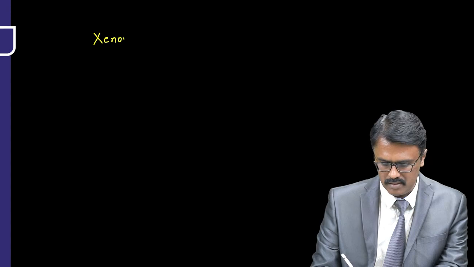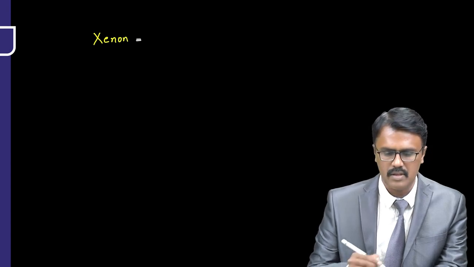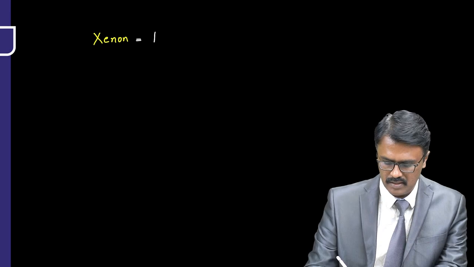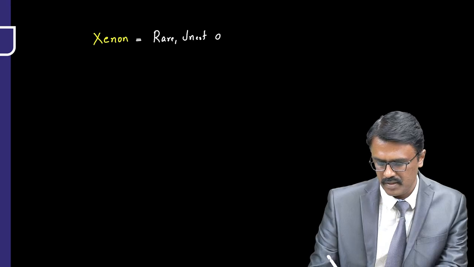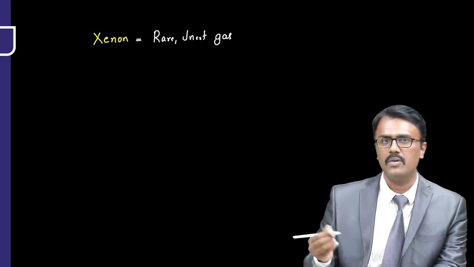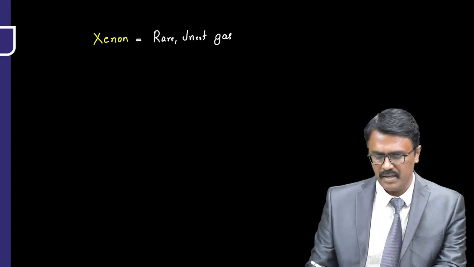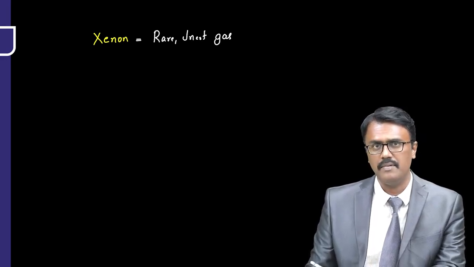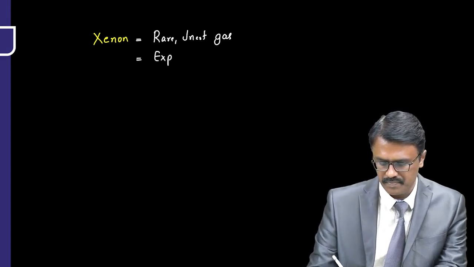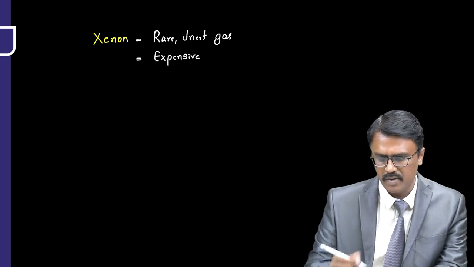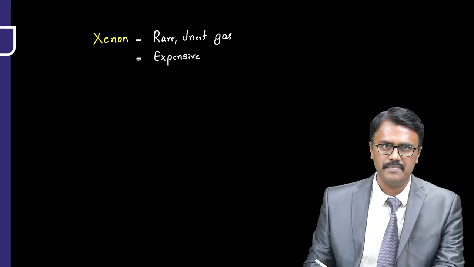Okay. So once we know the common properties of the inhaled anesthetics, one more inhaled anesthetic is xenon. Xenon is a rare inert gas. The meaning of inert gas is they don't react with others. They are available very rarely, so since they are available rarely, it is expensive. You cannot easily synthesize that in the lab.